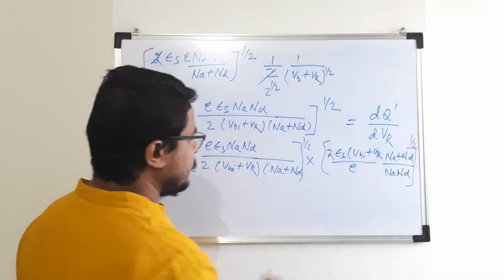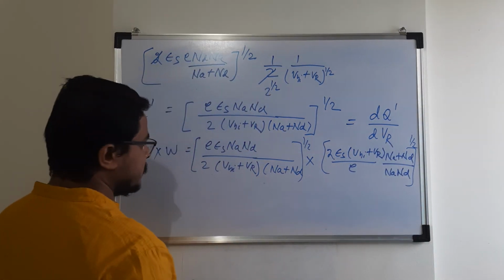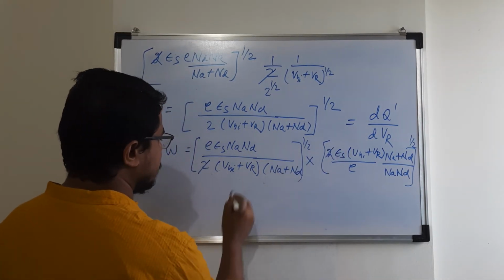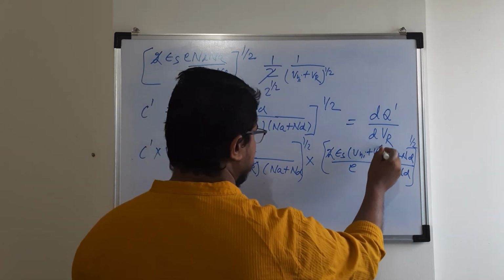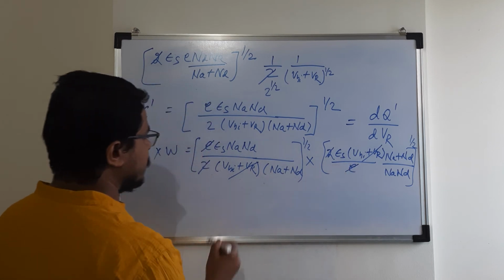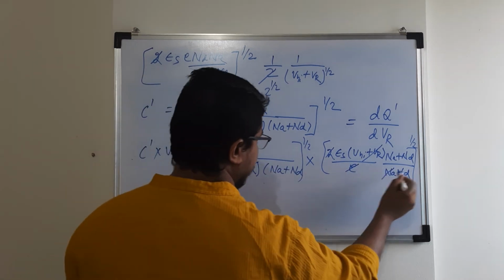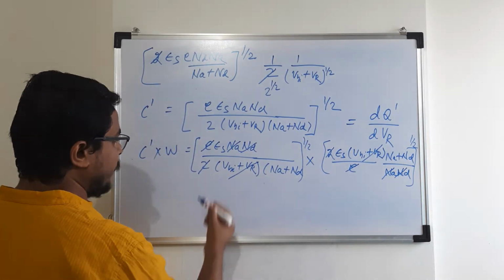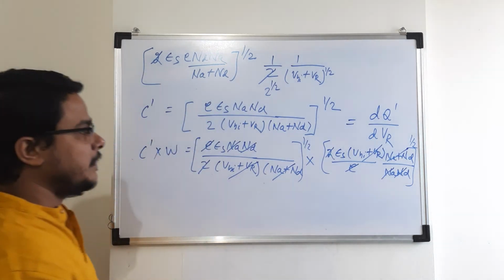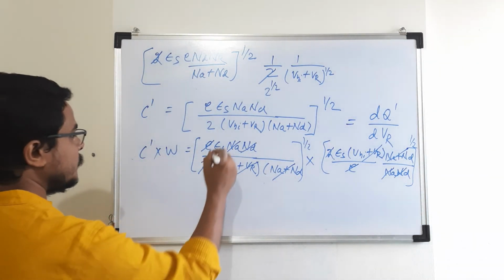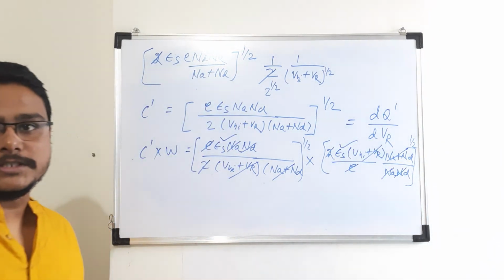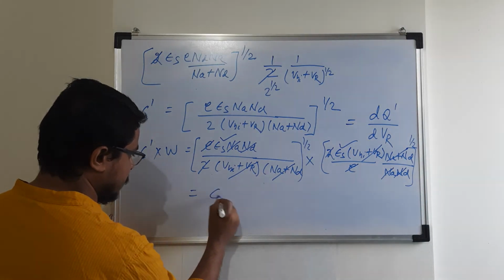So see, whatever we can cancel, let us cancel those. I can see this is 2 to the power 1 by 2, 2 to the power 1 by 2 can be cancelled. (Vbi plus Vr) to the power 1 by 2 here, and here you got, right? And then you got e to the power 1 by 2, here also e to the power 1 by 2, Na Nd to the power 1 by 2. And this Na plus Nd, here also you got Na plus Nd. Almost all the terminologies were cancelled. You can see only epsilon s to the power 1 by 2 and epsilon s to the power 1 by 2 is remaining. So you got this to be epsilon s.